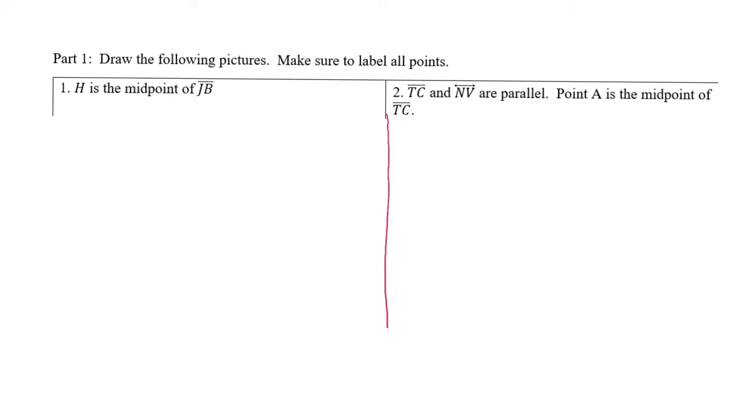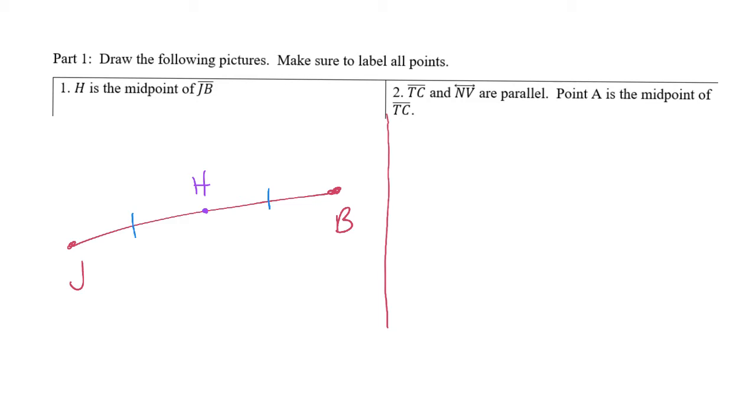The first thing says H is the midpoint of JB. So you need to draw a line JB. You need to label each endpoint with a J and a B, and they need to be points, not arrows, because there are no arrows on the line above that. And the midpoint is going to be the point in the middle. So we're going to label that H. But remember, to signify that it is the midpoint, you need to put a tick mark on each of the halves. That shows that they are exactly equal and that H is in the middle.